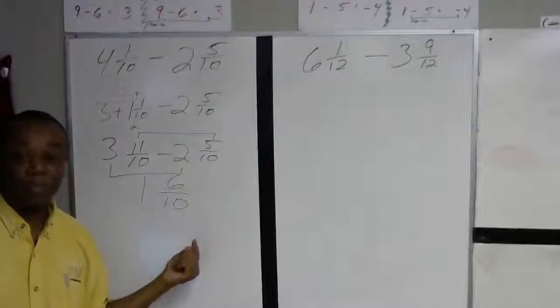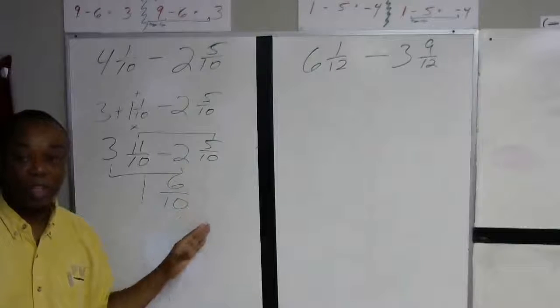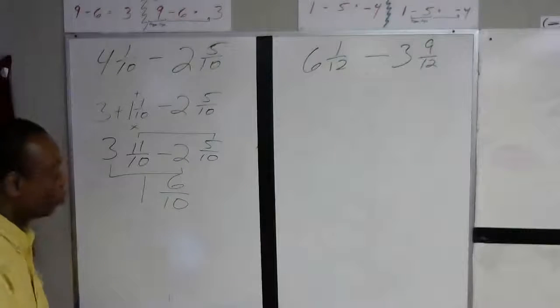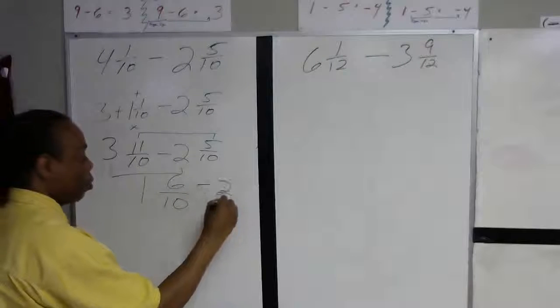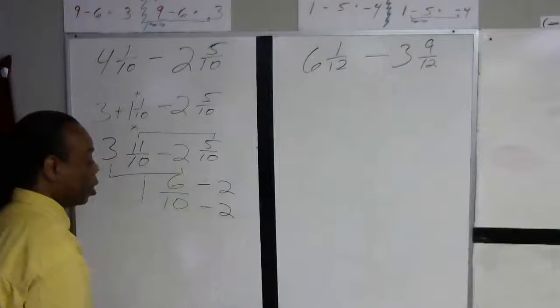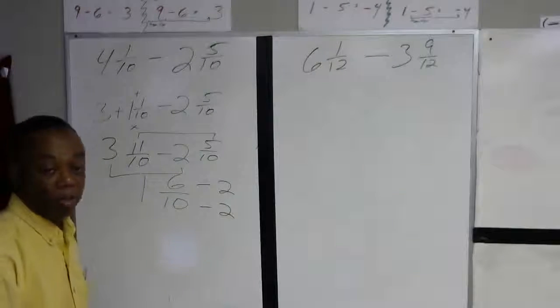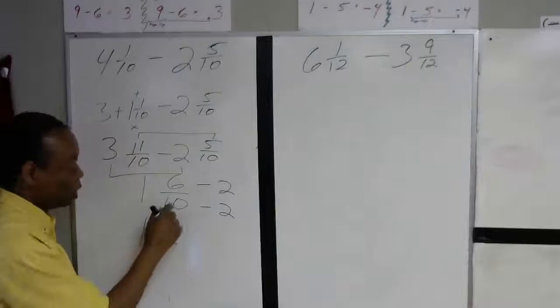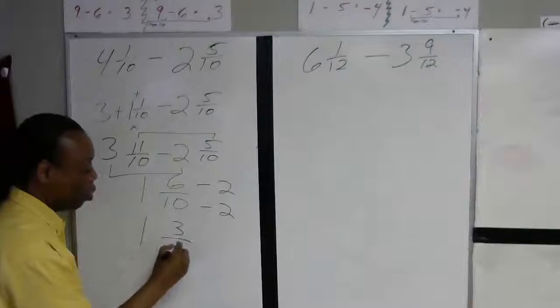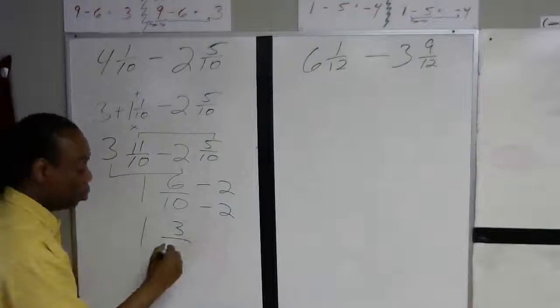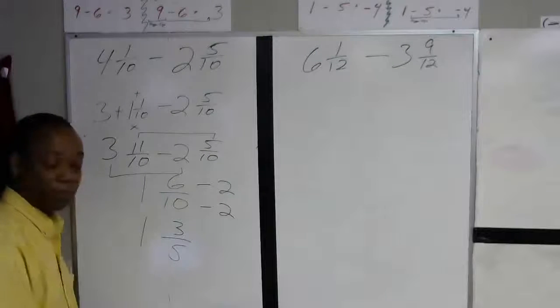I will simplify this. I can divide both the 6 and the 10 by 2. Okay, dividing these by 2, I'm going to get 1 here. 6 divided by 2 is 3, and 10 divided by 2 is 5.